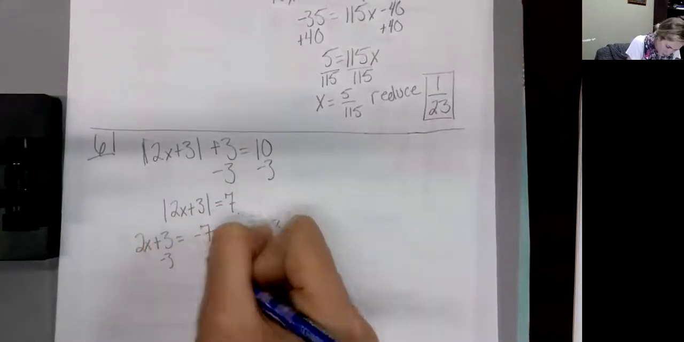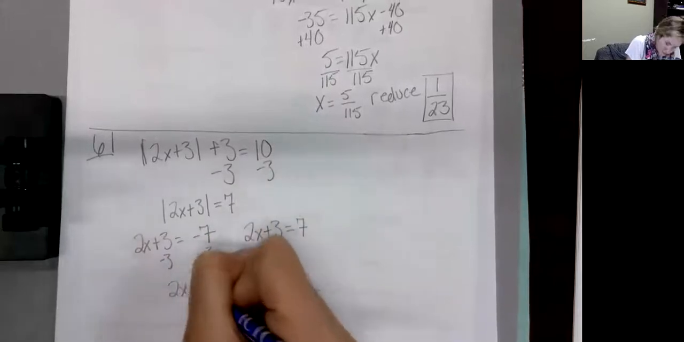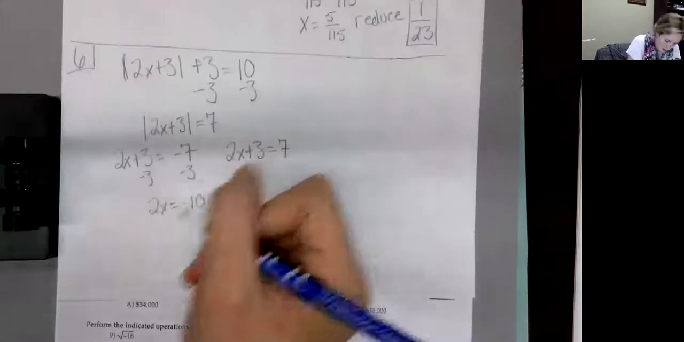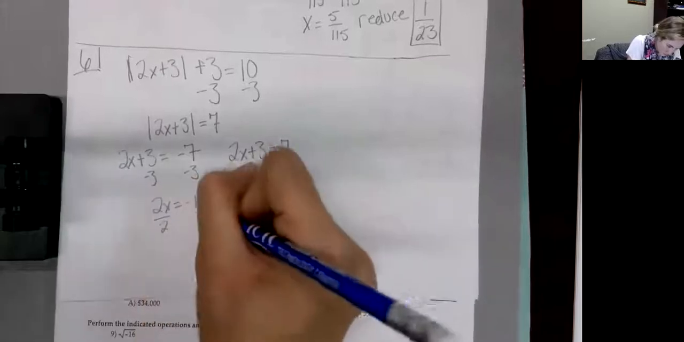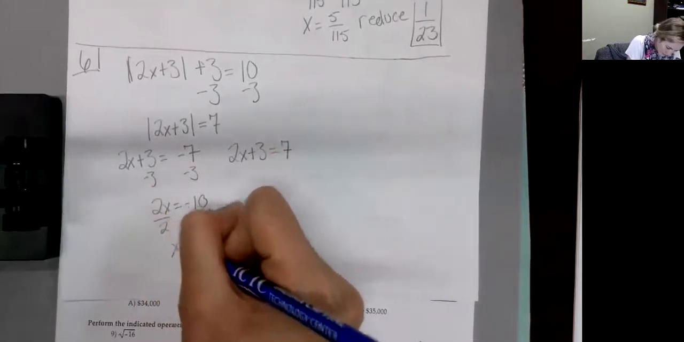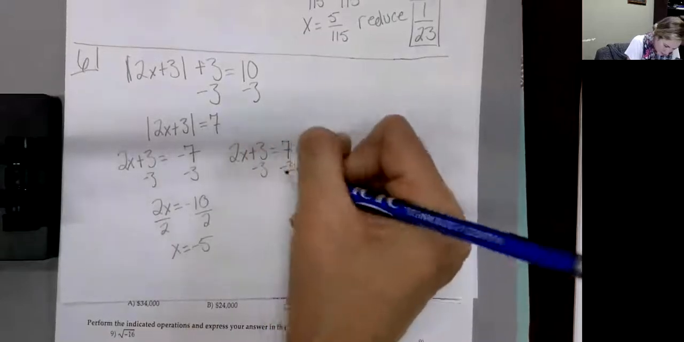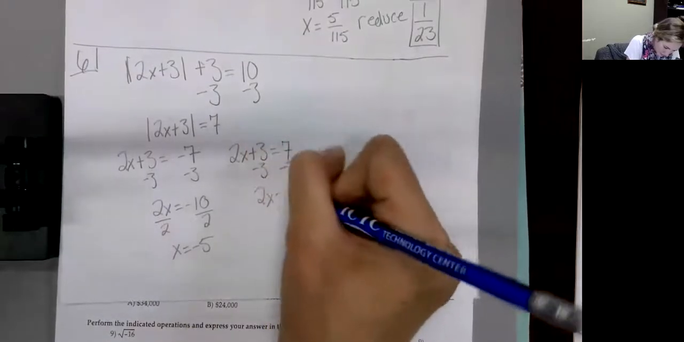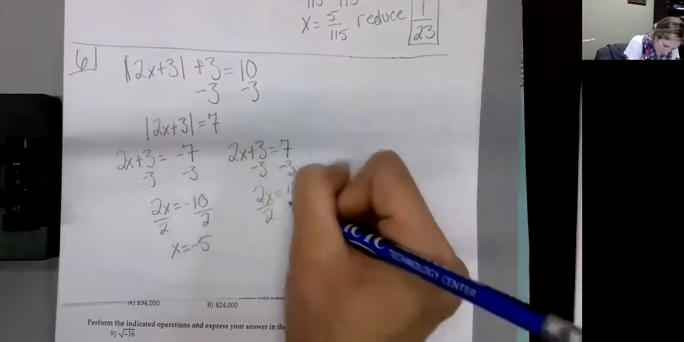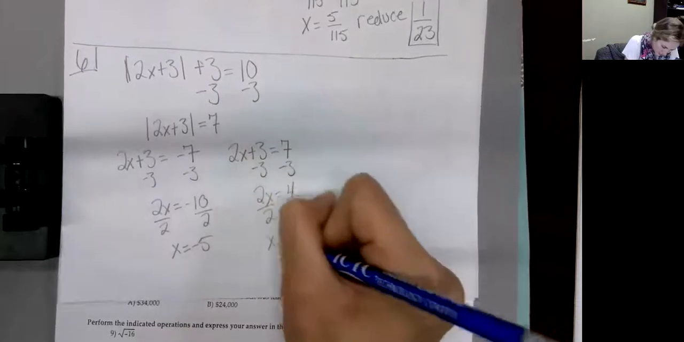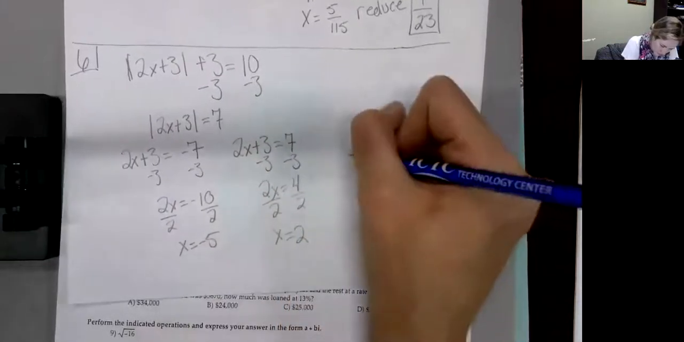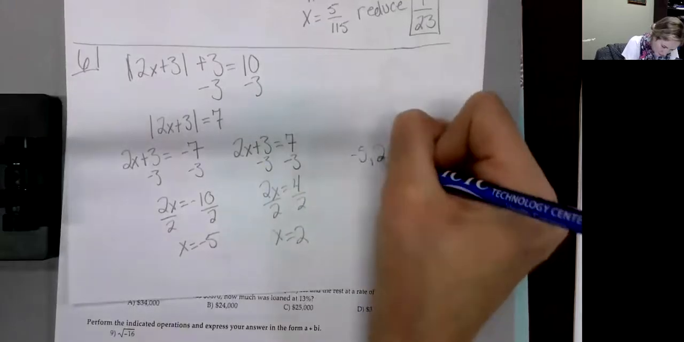So subtract 3 here, 2x equals negative 10. Divide by 2. X equals negative 5. Subtract 3 here. We have 2x equals 4. Divide by 2. X equals 2. So our answer would be negative 5 and 2.